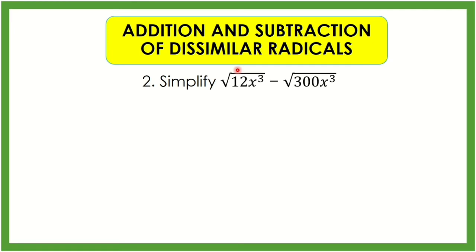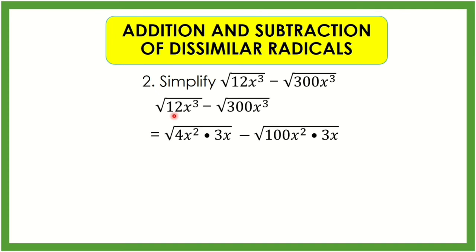Let us have another example. Simplify square root of 12x cubed minus square root of 300x cubed. Magkaiba yung kanilang mga radicand. Isip tayo ng factors ng 12 na merong perfect square at saka 300, factors ng 300 na merong perfect square. Ang factors ng 12 ay 4 and 3. 4 is a perfect square.